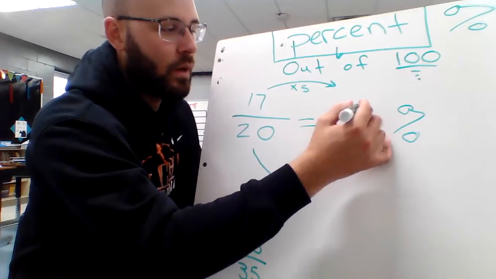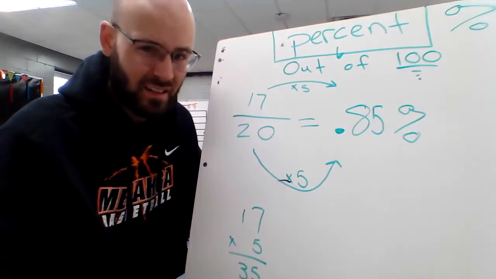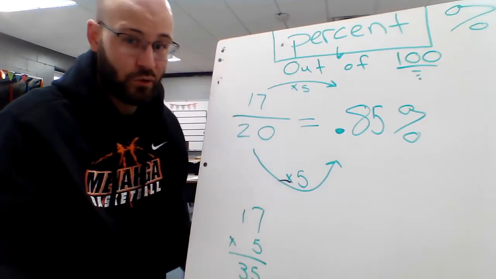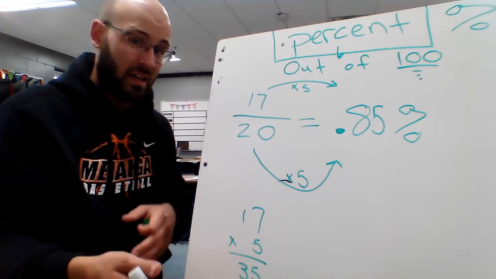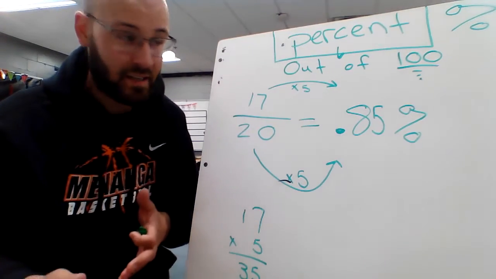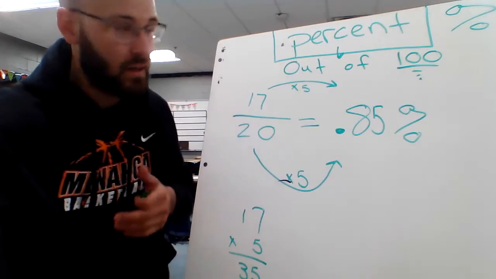That would be like 0.85%. Not even a full percent. 85 hundredths of 1%. That means I got like an F minus minus minus minus on the test. I didn't even get 1% of them right, which is not what happened.